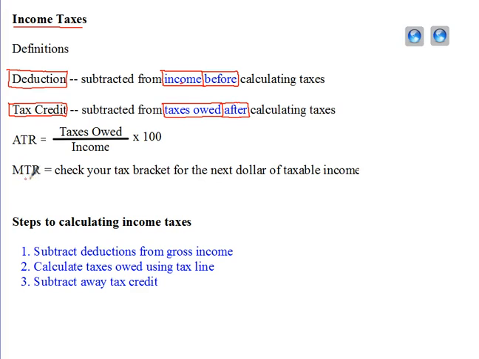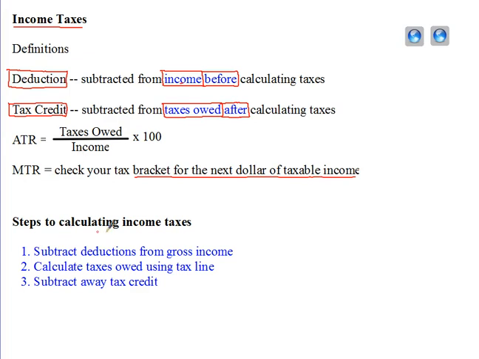And then the marginal tax rate, the MTR, is just what tax bracket you would be in if you earned $1 more of income. So if you made $1 more, what tax bracket would that dollar be in? At what level would it get taxed? And again, examples of all of these are coming in some future videos.